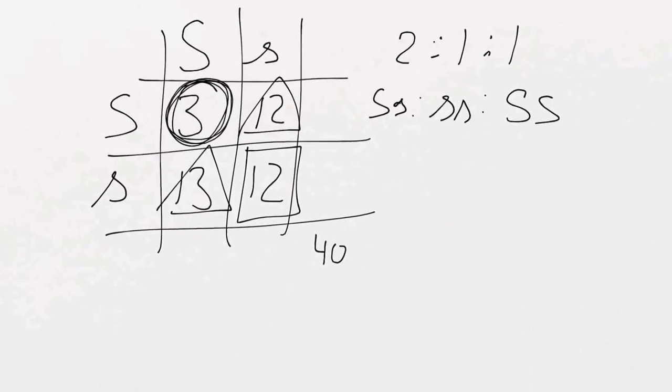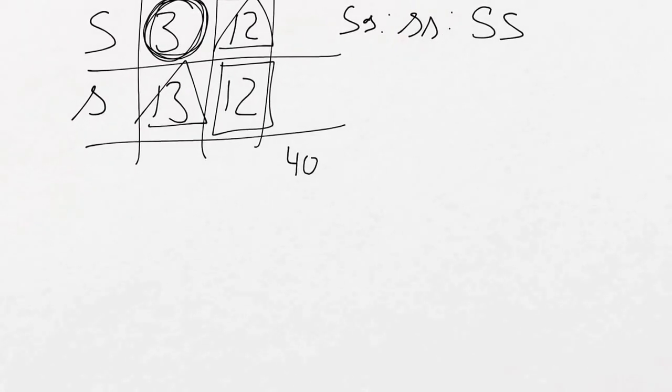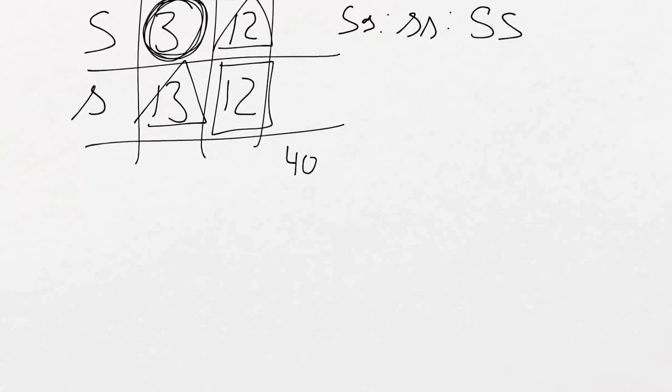So, what would be our numbers? So, observed, SS, the heterozygotes, that is observed. We have 25 SS, the heterozygotes. We have 12 of the homozygote recessives, and we have 3 of the homozygote dominant. Yeah? So these are our observed numbers.